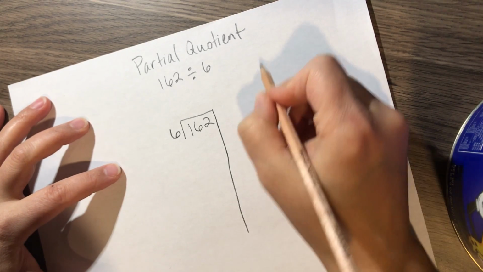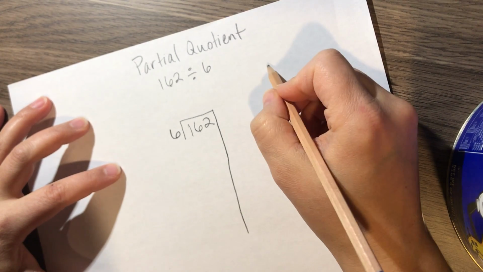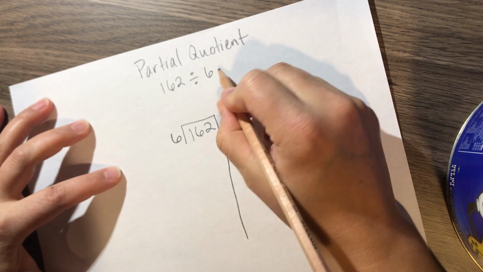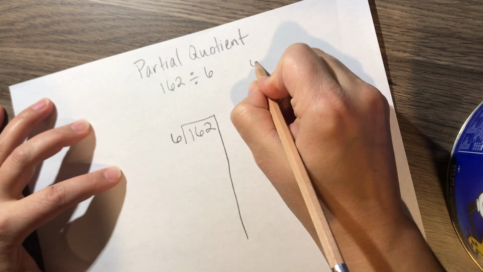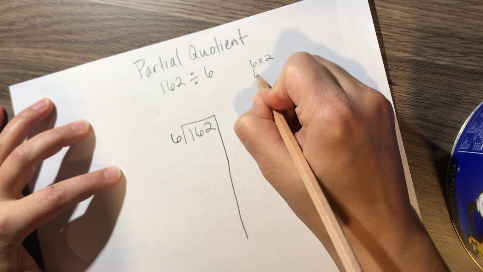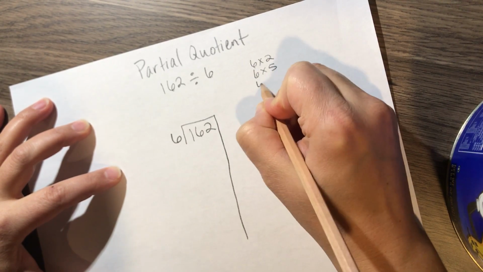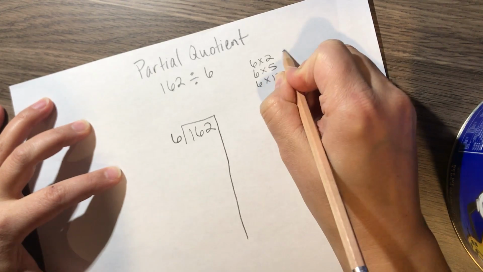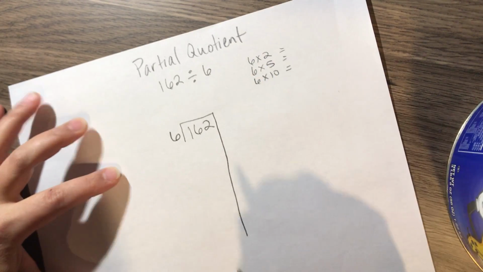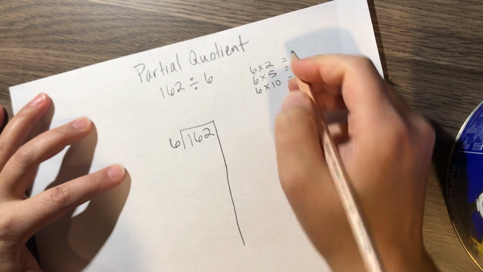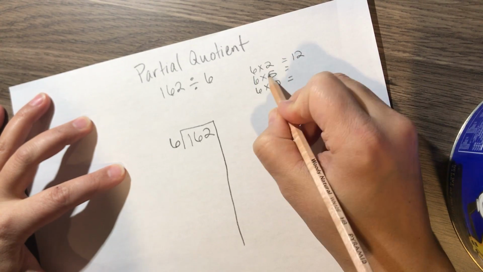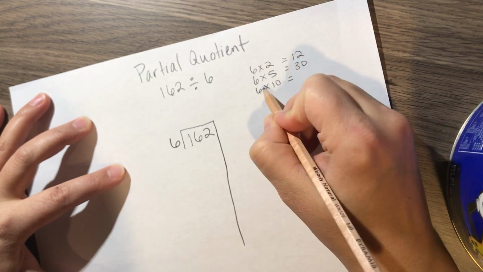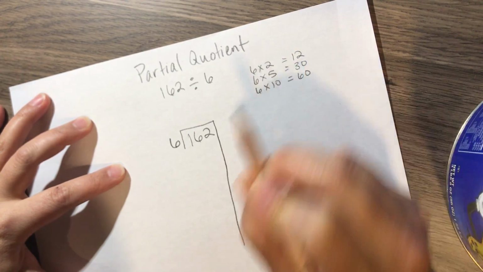The second thing we're going to do is create a help box. And in our help box, we're going to multiply our divisor by 2, by 5, and by 10. And this is going to help us to solve our problem. So 6 times 2 is 12, 6 times 5 is 30, and 6 times 10 is 60.